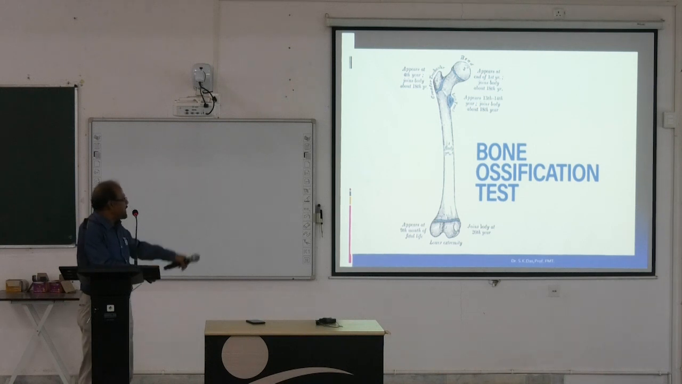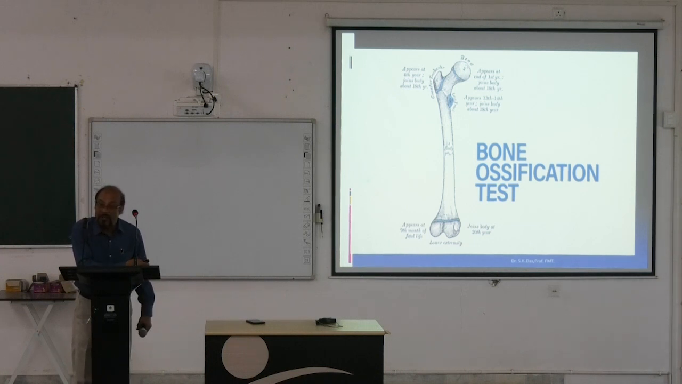So ossification appearance: all the diaphysis develops from the primary ossification centers, which actually appear in the intrauterine age, in the womb. But the secondary centers of ossification appear after birth. All these centers of ossification appear after birth, and that information is important.